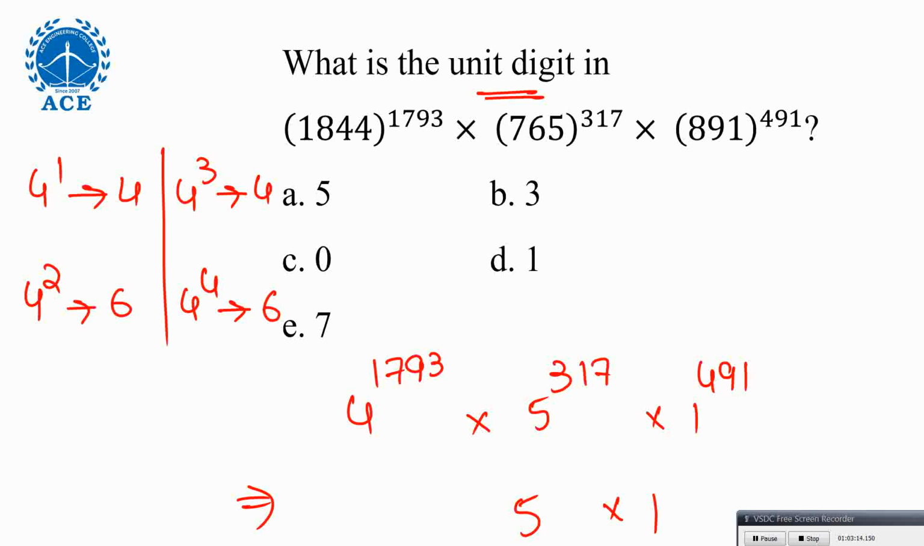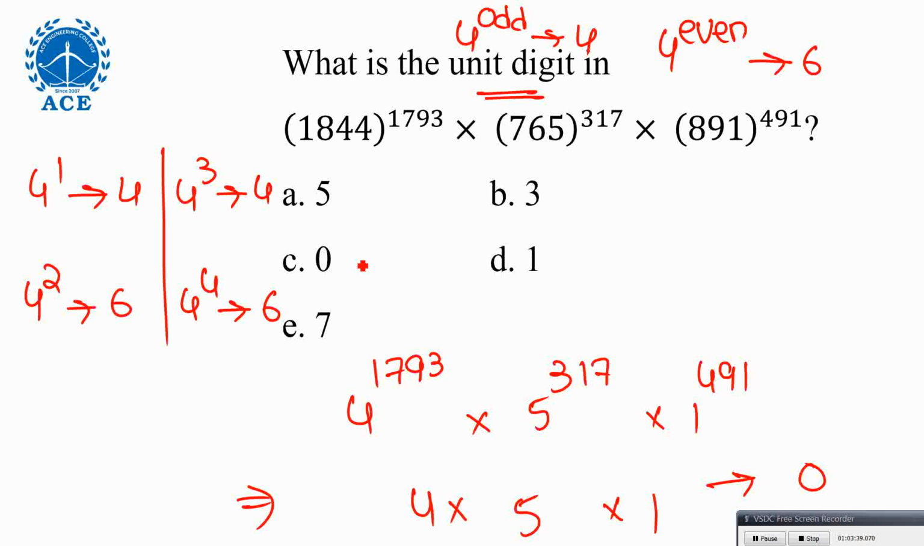Now simple. For power 1 and 3, odd number means 4, even number means 6. 4 power even number gives 6. 4 power odd number gives 4. Your power is an odd number or even number? Okay, 4 into 5 into 1 is 20. Units place is 0. That's it. Sir, ending with 0, sir.